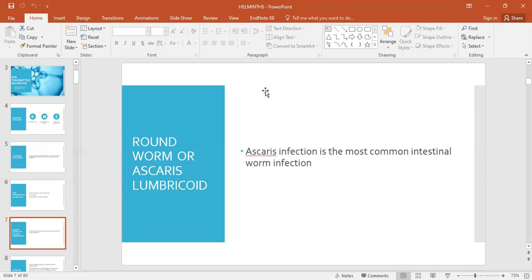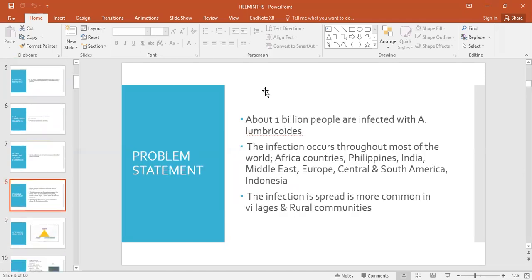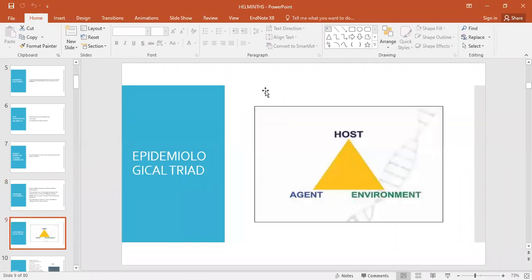Roundworm, or Ascaris lumbricoides. Ascaris infection is the most common intestinal worm infection. About 1 billion people are infected with Ascaris lumbricoides. It is found in India, the Middle East, Europe, Central and South America, and Indonesia. The infection spreads more commonly in villages and rural communities.